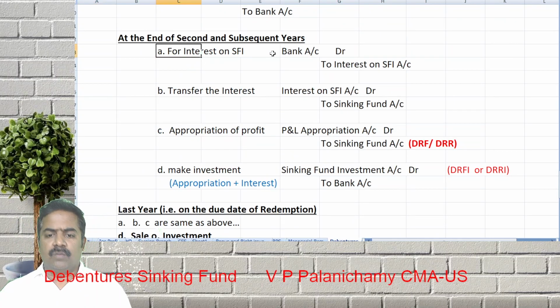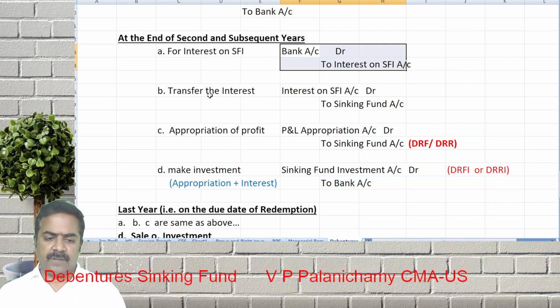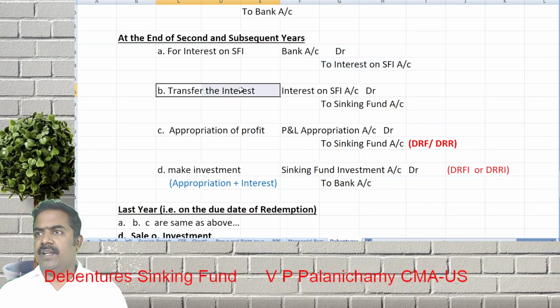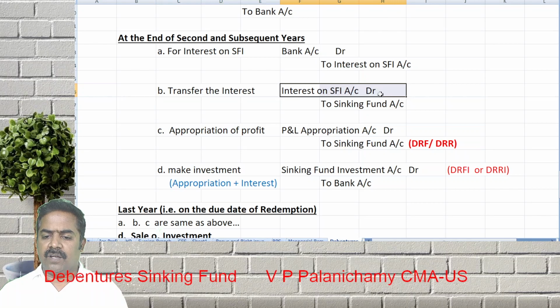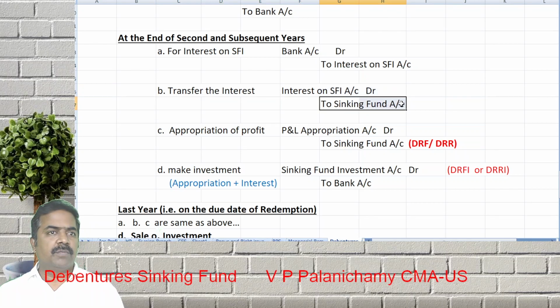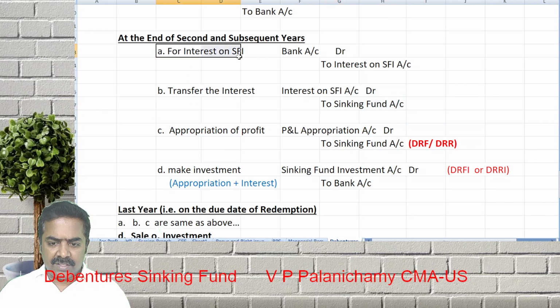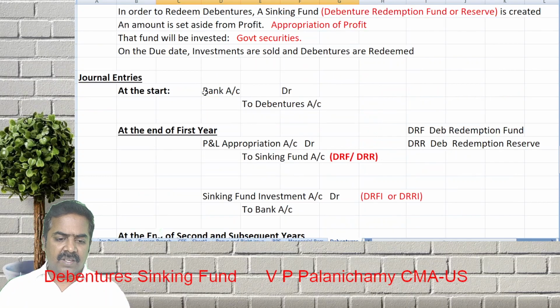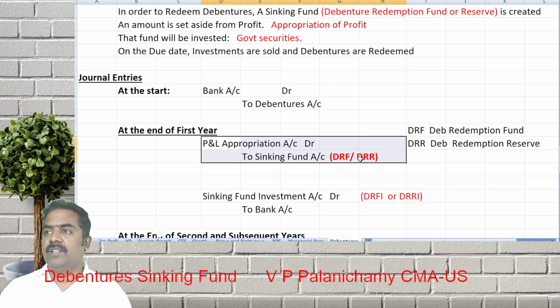See, what is the entry for getting interest? Bank account debit to what? Interest on SFI. Where the interest is transferred? Interest on sinking fund account, investment account debit to which account? Sinking fund account. We assume that the interest is also reinvested. Suppose interest is not reinvested, what will they do? Suppose we just invest only the appropriation that we take in the P&L account. Only this money is appropriated.